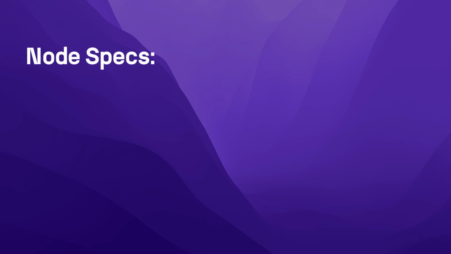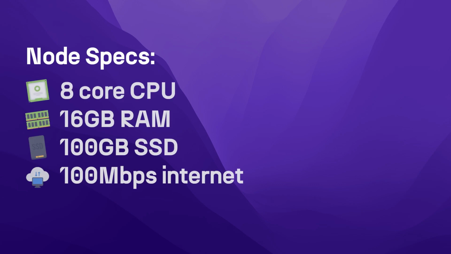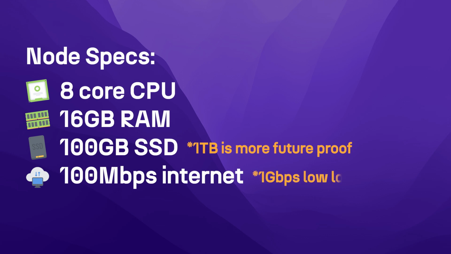The minimum recommended specs for a participation node are an 8-core CPU, 16 GB of RAM, 100 GB NVMe SSD or equivalent. I would personally recommend having a terabyte of storage, and 100 megabits per second or higher speed internet connection, preferably 1 gigabit per second with low latency.